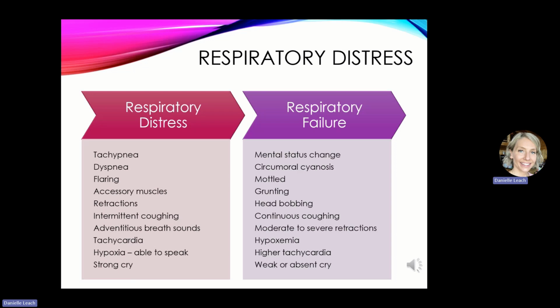They can have tachycardia, hypoxia, but they're still able to speak. So maybe you put the pulse ox on them and they're satting 85, but they are still able to either speak or have a strong cry if it's a baby.